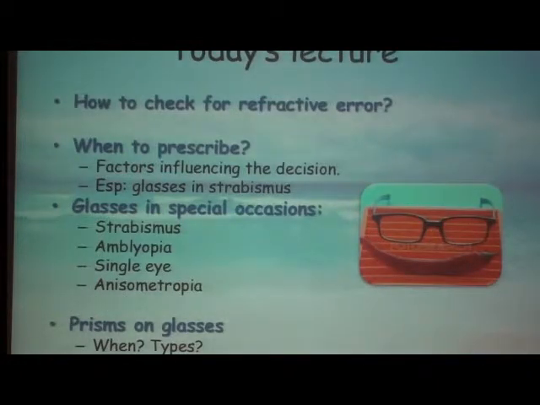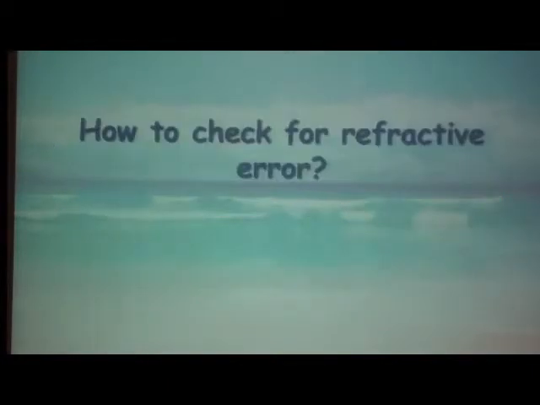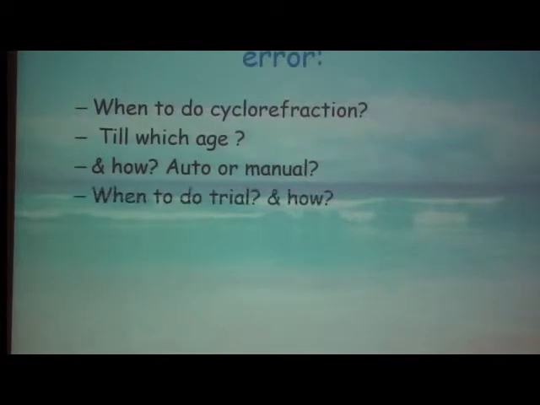So today's lecture will speak about how to check for refractive error and when to prescribe glasses, including factors influencing the decision, and glasses in some special situations like strabismus, and a hint about prisms in the glasses. So how to check refractive error? When to do cycloplegic refraction, at which age, and how to do it? Would you use manual or automated autorefractometer? And when to do trial and how?